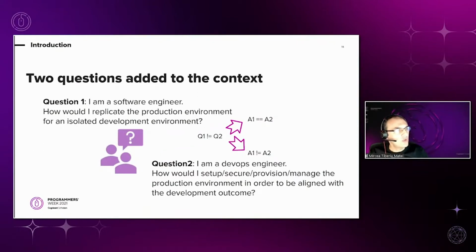I will add two questions to this context. Question one: I am a software engineer. How would I replicate the production environment for an isolated development environment? And the second question came from a DevOps engineer: how would I securely provision and manage the production environment in order to be aligned with the development outcome? And both questions, for sure, need the same answer.